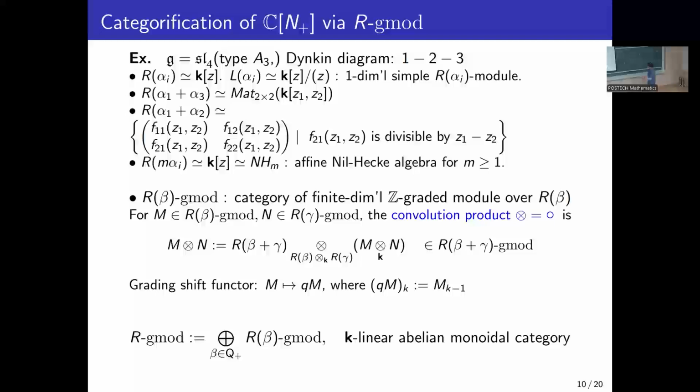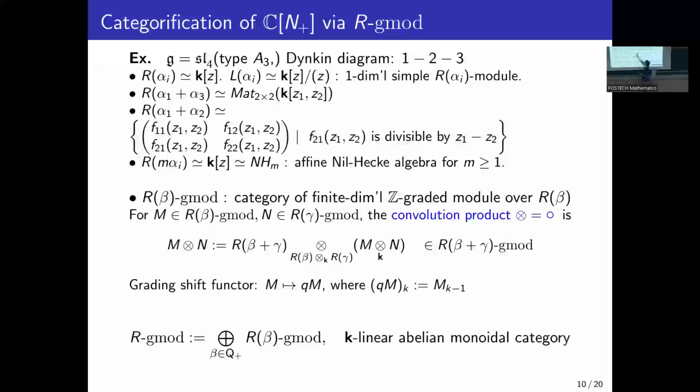Anyway, so this is an example. And let's consider R beta gmod here. This is an associative K-algebra, so we can consider the finite dimensional modules of this algebra. And this is a G-graded algebra, so we can consider the graded modules. So this is the category of finite dimensional graded modules of the quiver Hecke algebra R beta. This is an abelian category, a nice category. And we consider two objects, one M from R beta gmod and the other N from R gamma gmod.